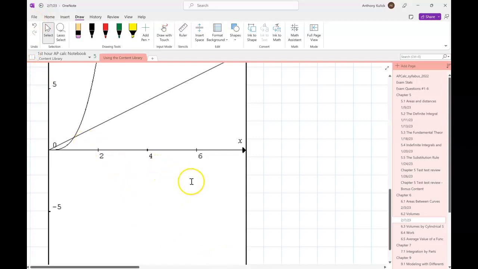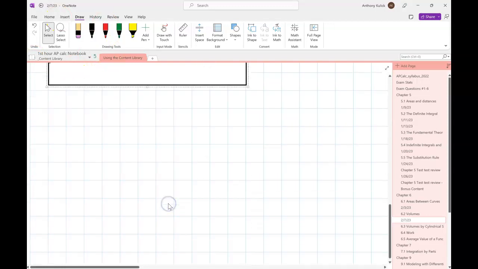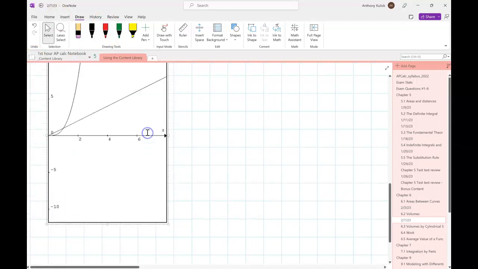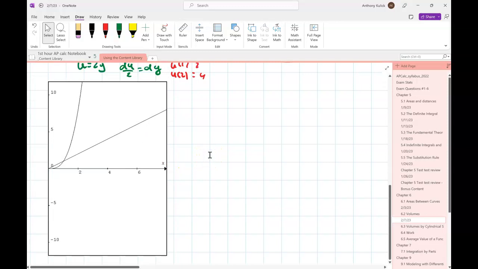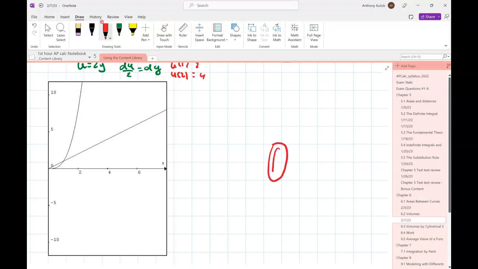Okay, so this was the graph for 7. That's kind of big. So what's the three-dimensional shape going to look like? Well, it's going to have a ring, and then it's going to kind of like that.